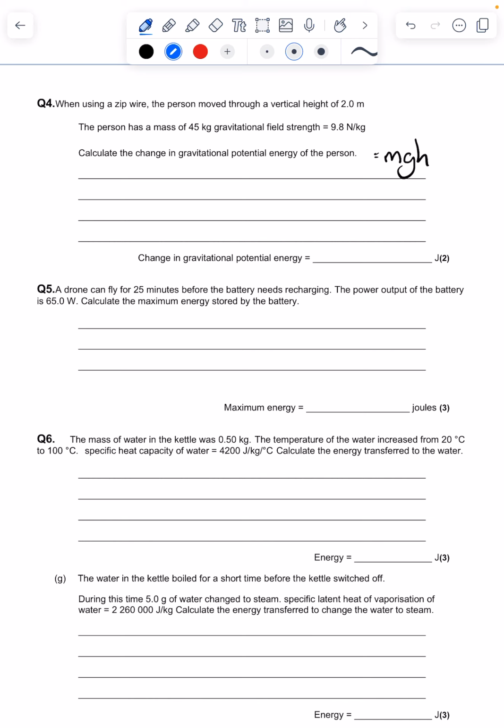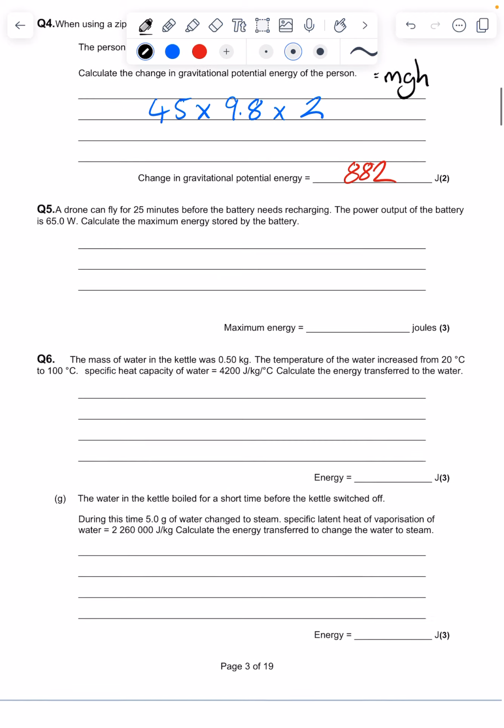What's our mass going to be? Well, it's 45 kilograms times g, and we're using 9.8, not 10 again, and then the height is 2. Again, it's just worth 2 marks, so that will be 1 mark for substitution there. Once you put it into your calculator, you should get an answer of 882. It's always best to double check these calculations with a calculator as well.